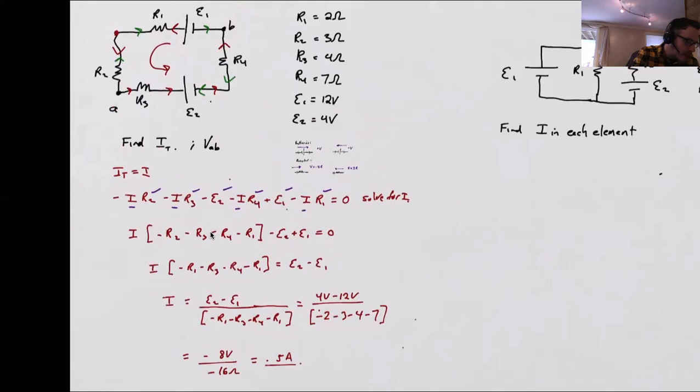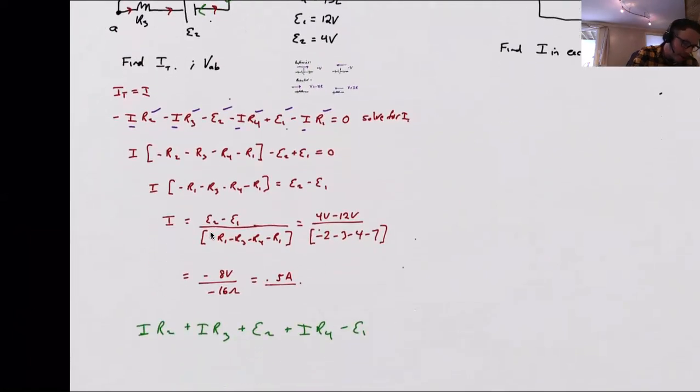And last but not least, I am gaining because I'm going backwards against R1. Oops, and that should just be an I, R1, and we're back to where we started, and that whole thing is going to be equal to 0.